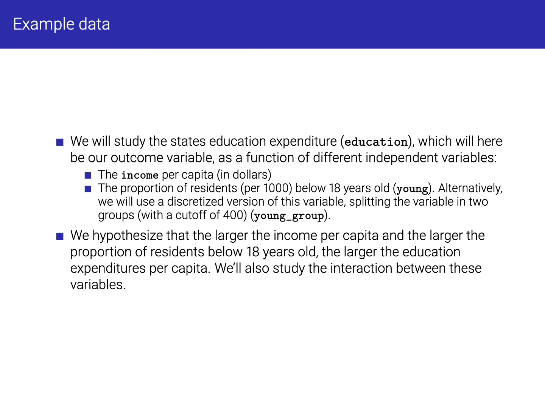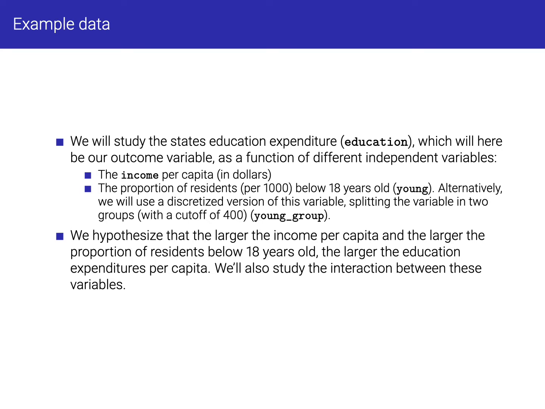I'm going to use the income per capita, and we're going to use the proportion of residents per thousand that are below 18 years old. Alternatively, we'll also study the effect of this variable, but using a discretized version of it, splitting the variable in two groups with a cutoff of 400. So we're going to use this Young variable in a numeric format, but also in a dichotomous format.